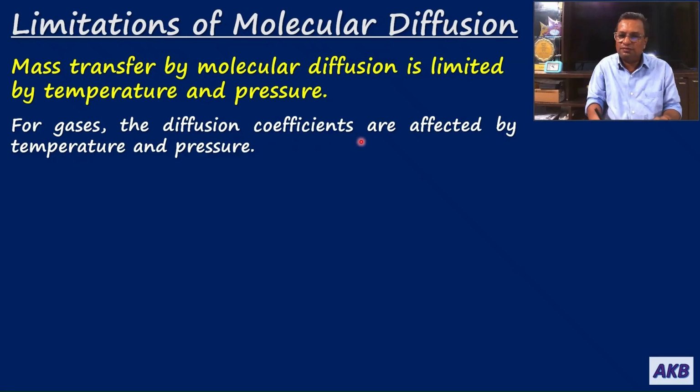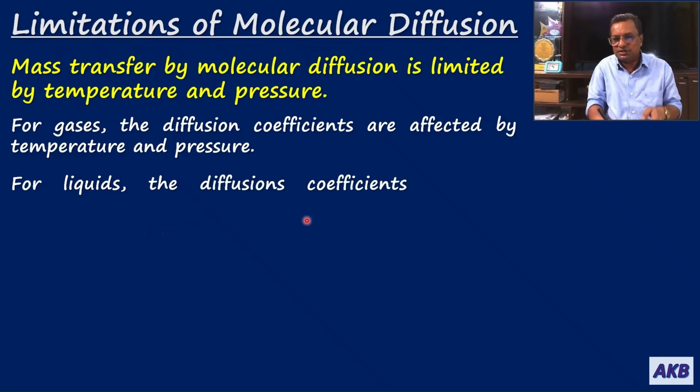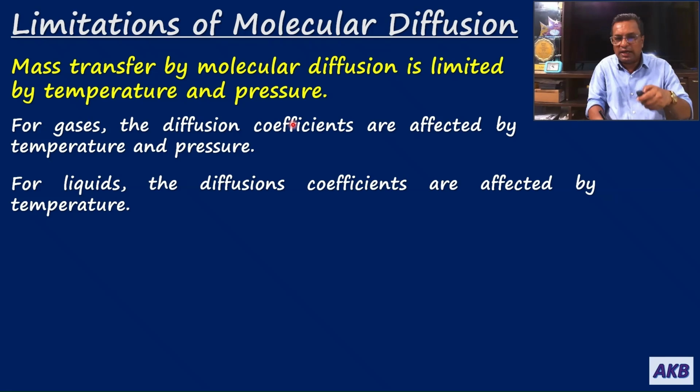So for gases, the diffusion coefficients are affected by temperature and pressure. And for liquids, the diffusion coefficients are affected by temperature. So temperature and pressure also act as limiting factors in the case of molecular diffusion. That's why we are saying mass transfer by molecular diffusion is limited by temperature and pressure.